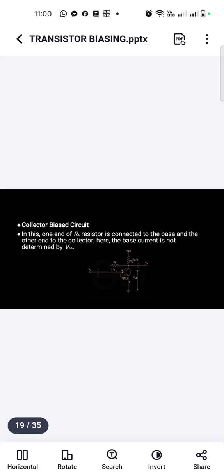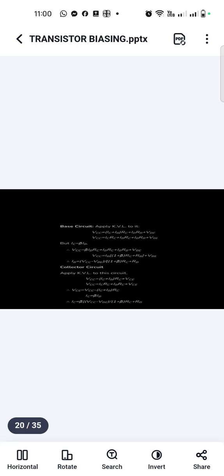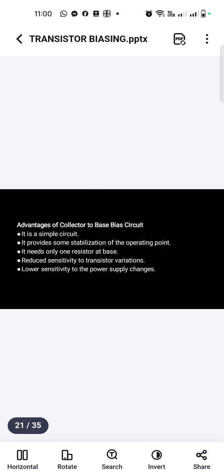Now the next one is what? Advantages. What are the advantages of base bias, or collector to base bias, or feedback bias? It's a simple circuit. It's also simple, but it provides some stabilization of the operating point. It needs only one resistor at the base. It has reduced sensitivity to transistor variations and lower sensitivity to power supply changes.